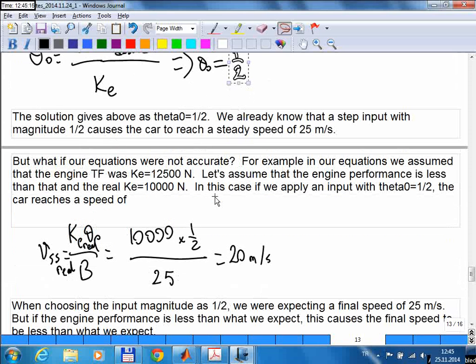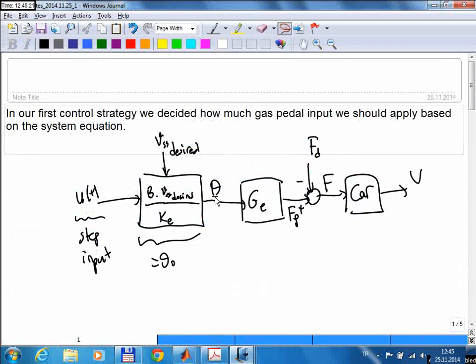Okay, so this is a control strategy, in fact. So this control strategy is plotted here. Okay, so the car is here. Input to the car is the force, and the force is the net force, which is the total of the engine force and the disturbance force. The engine force comes from the engine. This is my engine block. Input to the engine block is the gas pedal position. And I just found the gas pedal position magnitude by using this relation.